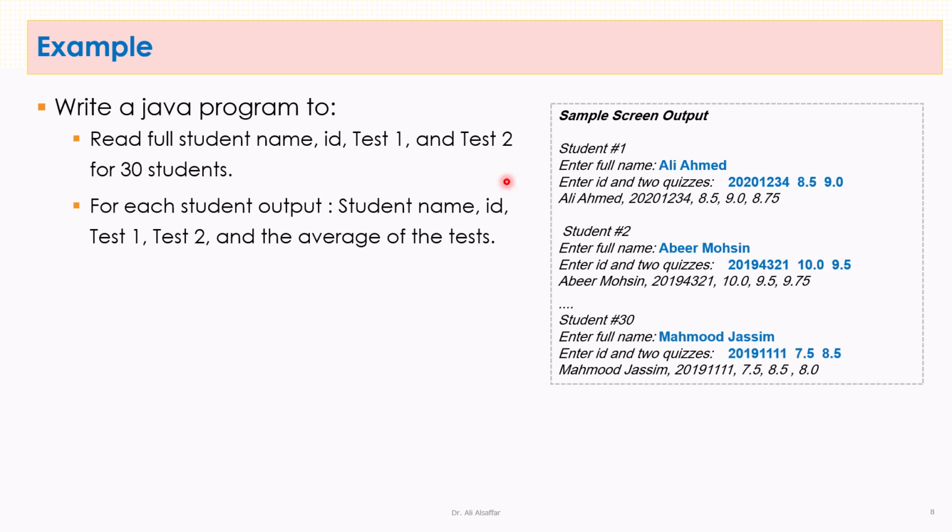In the sample screen output, we have a small typo. Instead of typing 2 tests, it is written 2 quizzes. That will not change the implementation of our program because we are going to read 2 double values for 2 assessments. So let us assume we are dealing with tests rather than quizzes. So let us go to JGrasp and implement this part, and then we will show you in the other part how to save the data into a file.